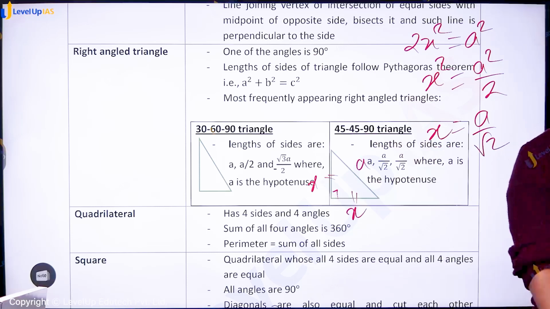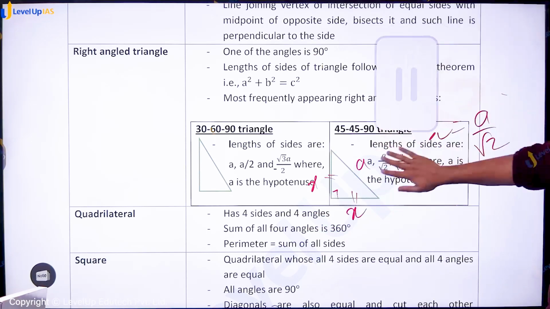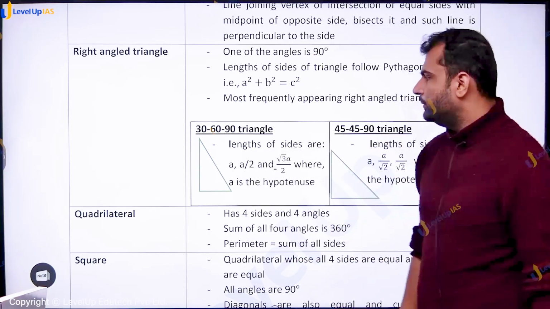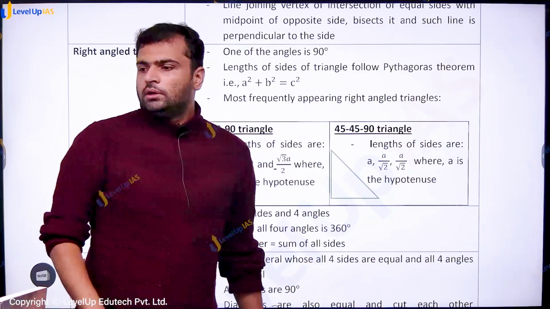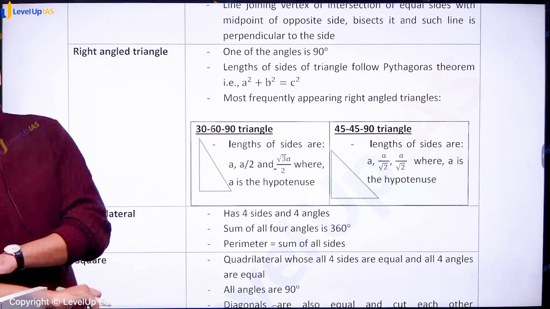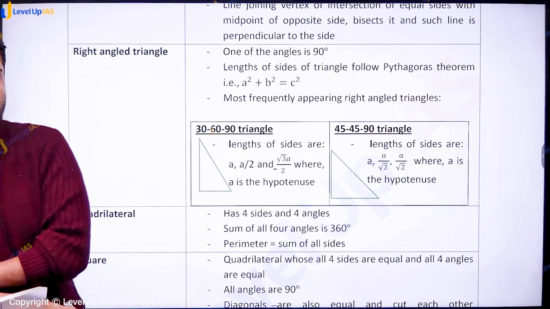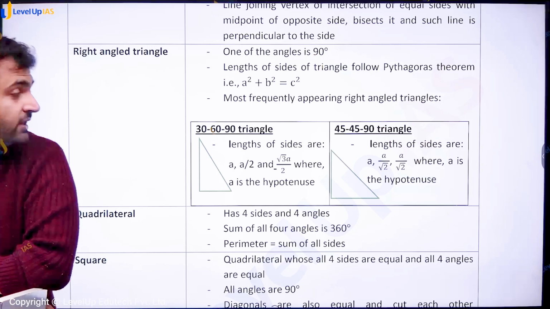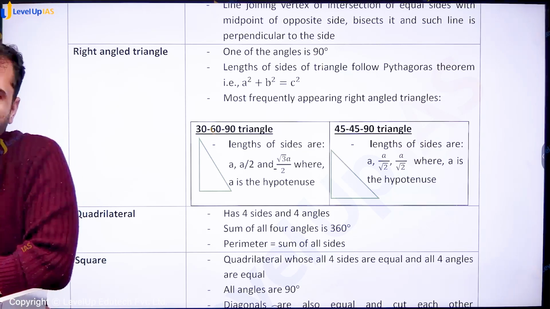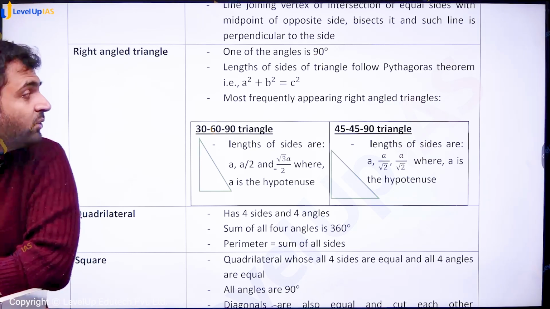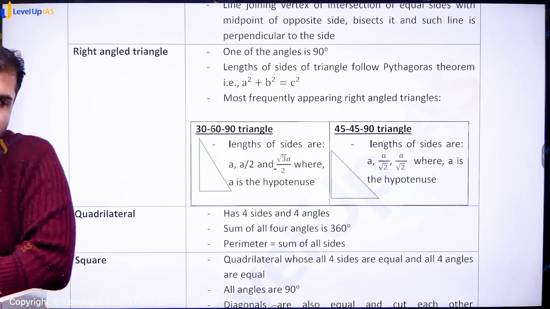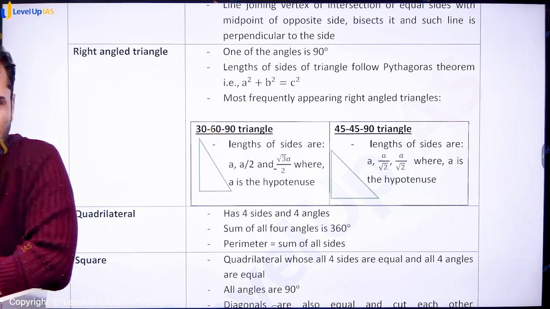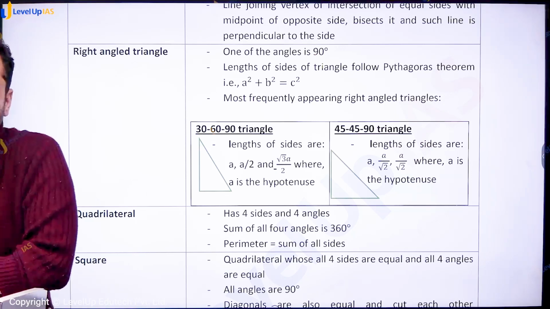In 30, 60, 90, you can remember one side, which is half of the hypotenuse. In case of right angle triangles, all you need to remember is that in a 30, 60, 90 triangle, one side is half of the hypotenuse. In 45, 45, 90, you don't need to remember anything, you can just calculate the sides there, even in the examination hall, by Pythagoras.